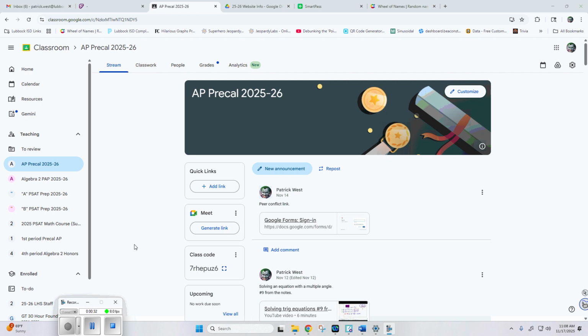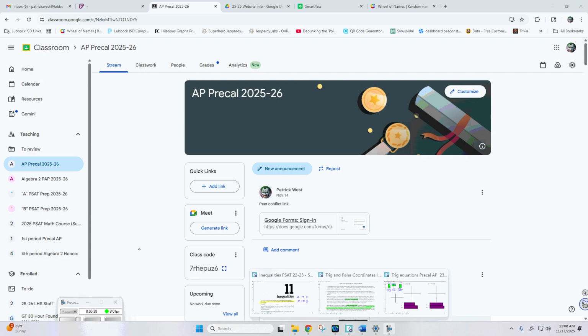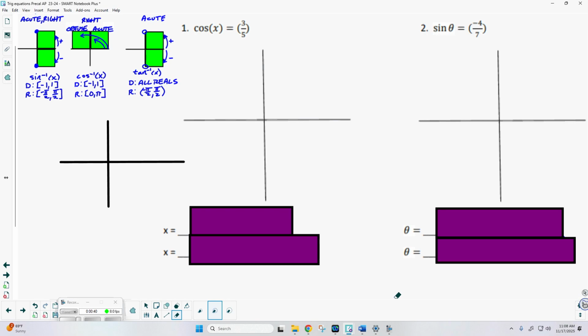So at the end of last week, we were talking about solving equations that contained no special right triangles. So I wanted to go ahead and start the class today practicing that. Okay. So this is why you had that blank sheet of paper when you walked in. I've got 2 equations here that I'd like you to go ahead and solve. The first one is cosine of x equals 3/5. And then number 2 is sine of theta equals a negative 4/7.